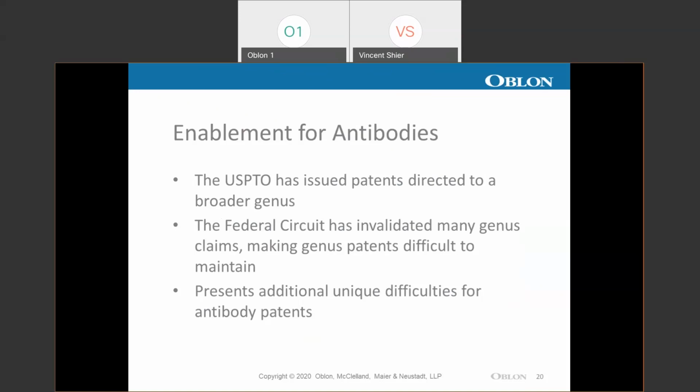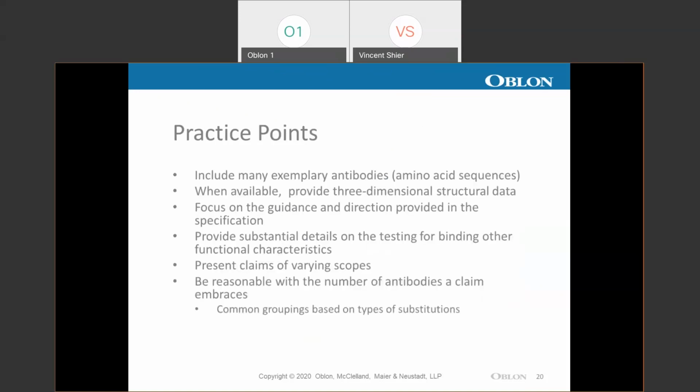Well, what strategies would applicants consider, or should applicants consider, when filing applications drawn to antibodies? Well, of course, when drafting the application, it's always best to disclose as many antibodies as possible to represent the structural diversity of various genus or subgenus.